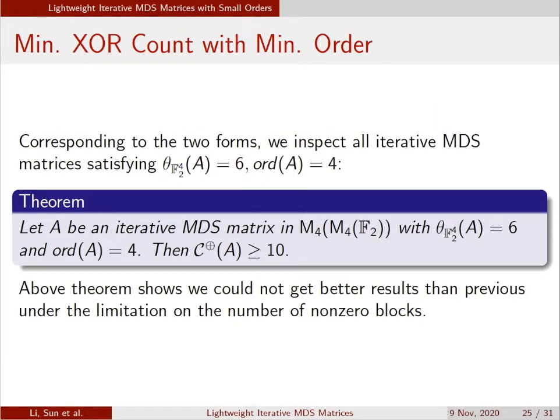Corresponding to the two forms, we inspected all iterative MDS matrices satisfying that the order is 4 and have 6 non-zero blocks. And further search shows we could not get better results than previous, because all matrices with 6 non-zero blocks and order 4 have at least 10 XOR count.